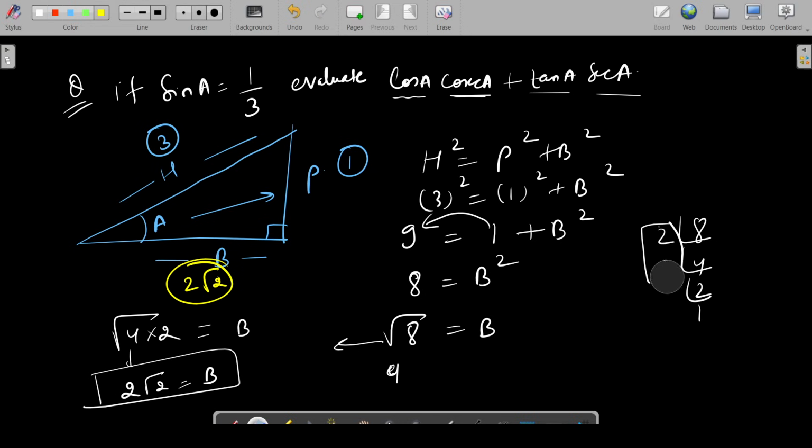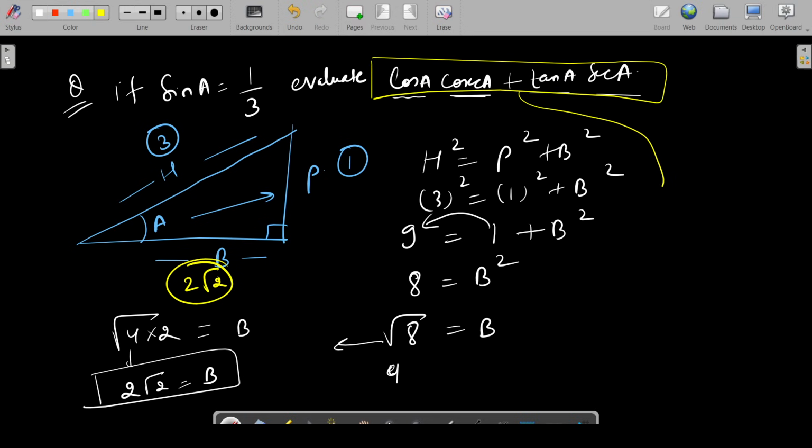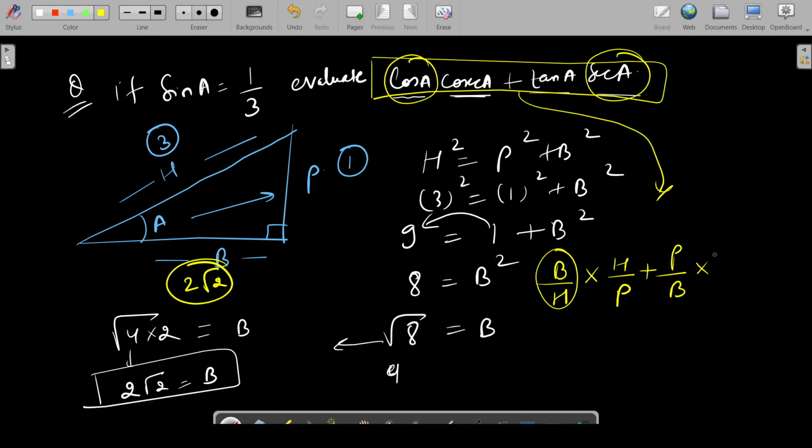Now what I should do, I should focus on this. So what is basically cos A? Cos A is base upon hypotenuse. Cosec A is what? Reciprocal of sine. Sine is perpendicular upon hypotenuse, so cosec A is hypotenuse upon perpendicular. Plus tan A is perpendicular upon base, and sec A is just the reciprocal of cos A, so hypotenuse upon base.